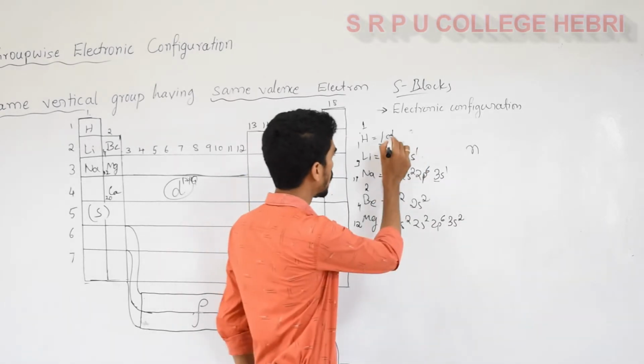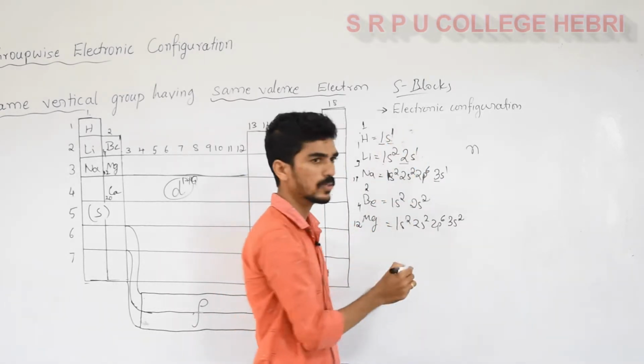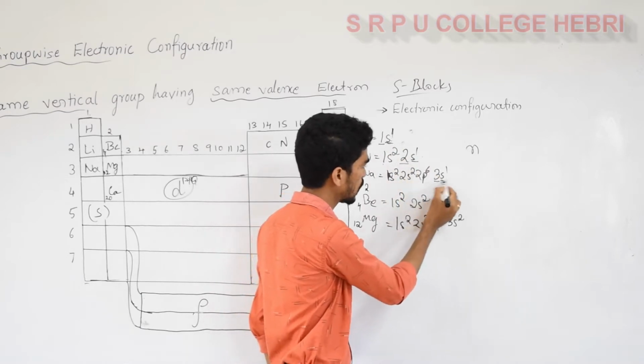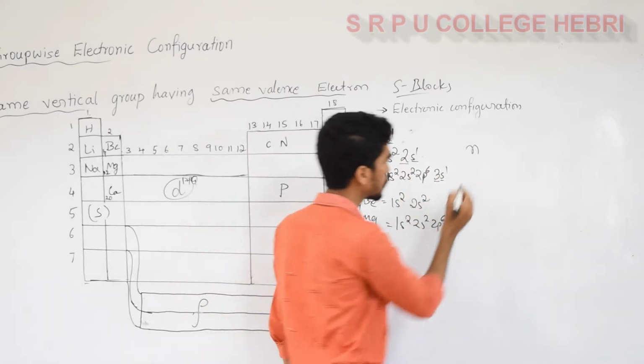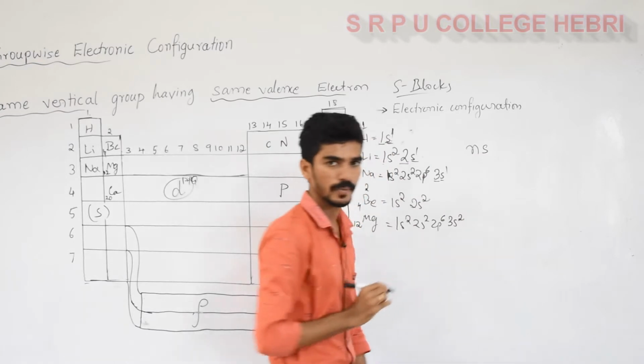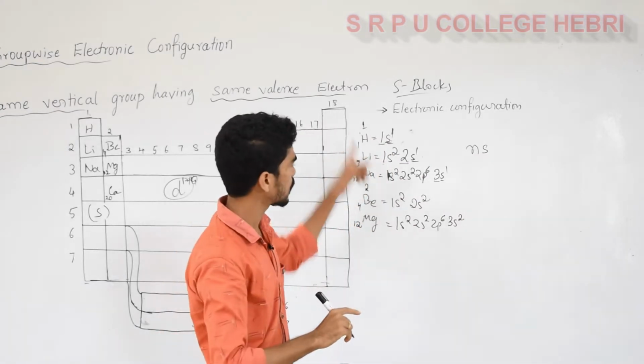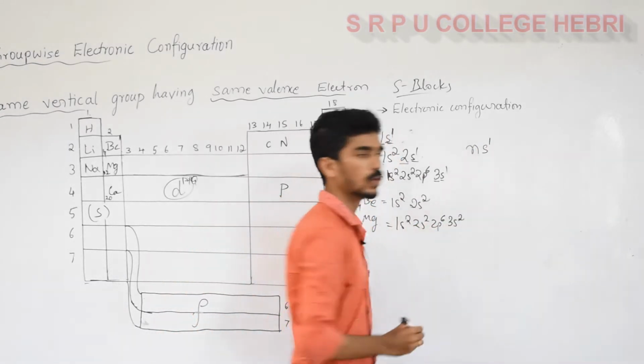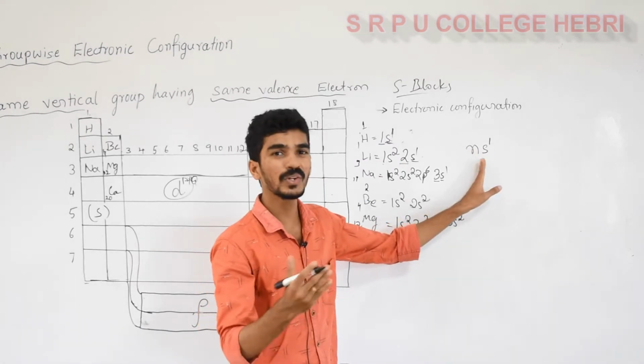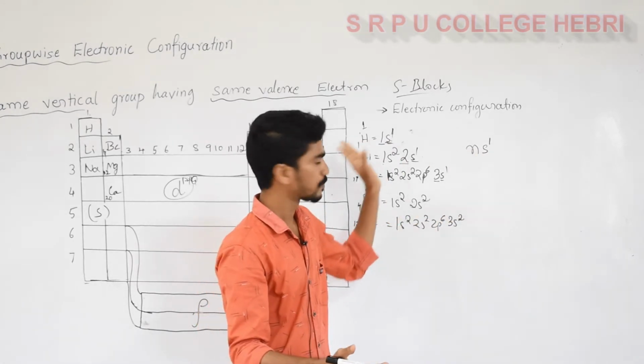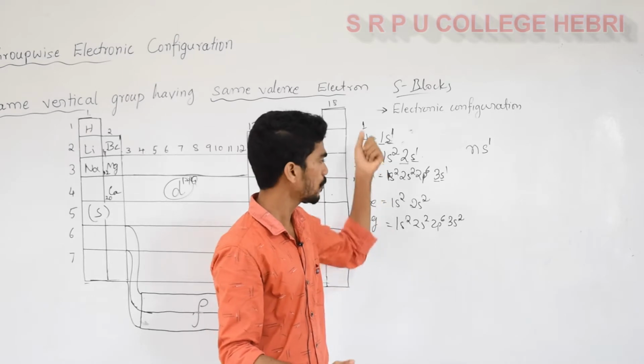What is that? S1, and here S. So the orbital should be the same, that is S only. And how many electrons are filled in the first group? Only 1 electron. This is the outer electronic configuration of what? S block element or first group element.